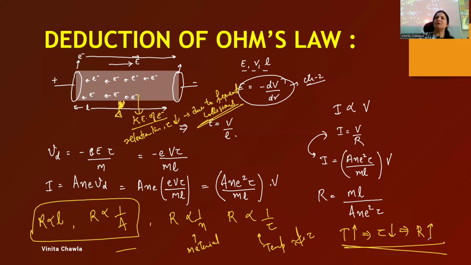If we increase the temperature, the kinetic energy of the electrons will increase. They will start colliding more frequently, which decreases the relaxation time, because relaxation time is the time elapsed between two collisions. तो अगर collisions जल्दी जल्दी हो रहे हैं तो दो collisions के बीच वाला time कम हो जाएगा, है ना? अगर दो collisions के बीच वाला time कम हो रहा है तो tau decrease हो रहा है, tau decrease हो रहा है तो R increase हो रहा है. Any doubt in this? Please write this in your notebook.